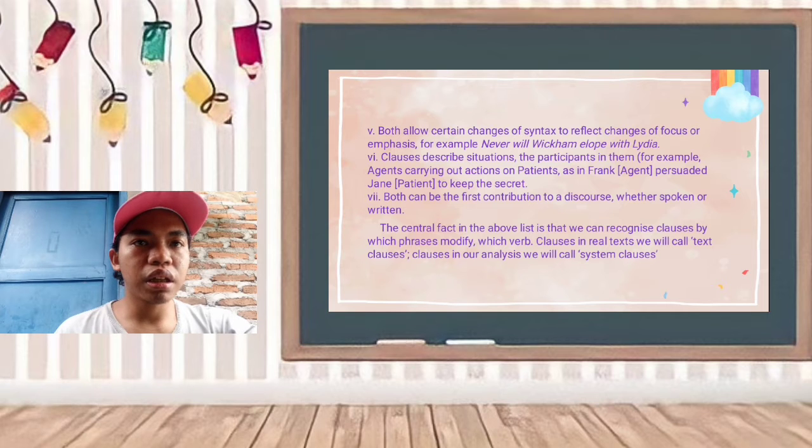The central fact in the above list is that we recognize a clause by which parts modify which verb. Clauses in real text we will call text clauses. Clauses in our analysis we will call system clauses.